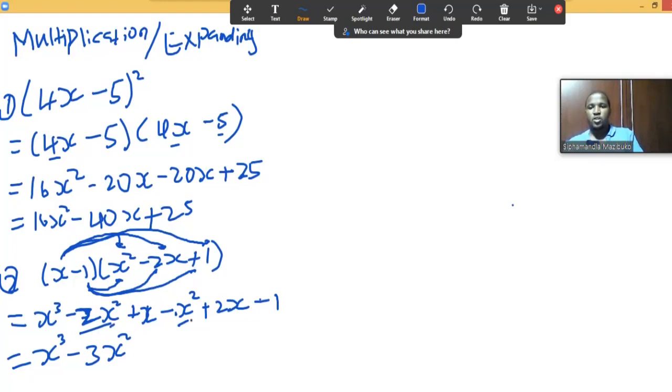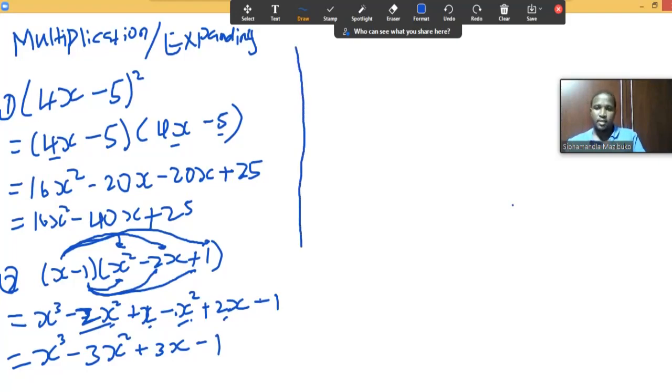Alright, so let's look at x. We still have our x here, and we still have 2x here. That gives us 3x, and then we have minus 1. There's nothing that is also common here, so we're done with the second example.